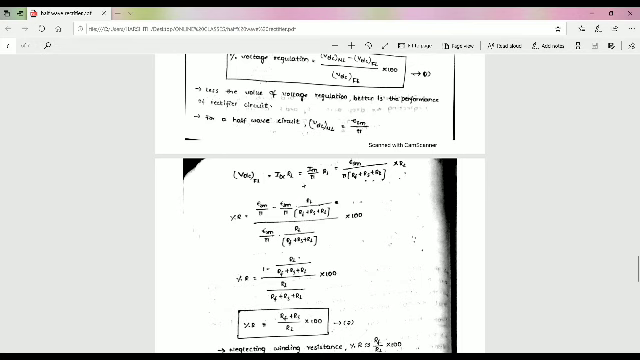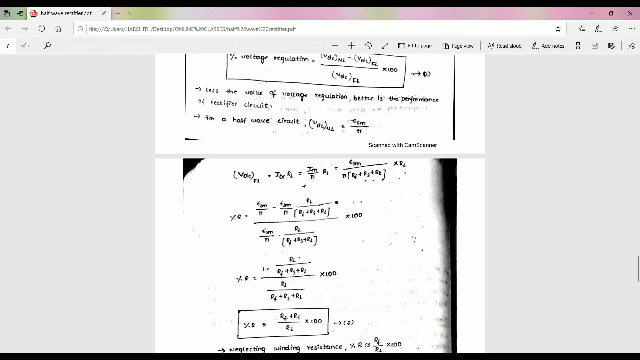So percentage of regulation equal to RF plus RS by RL into 100. So neglecting the winding resistance, percentage regulation equal to RF by RL into 100. Ideally the load regulation is 0. The ideal value of the RF is 0 in the forward biased condition.